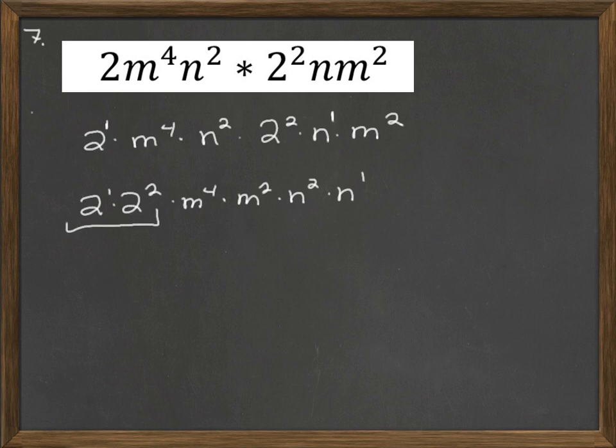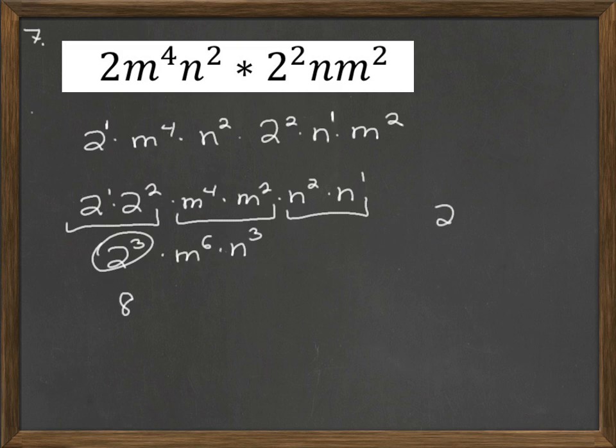So now let's go ahead and apply the product rule. 1 plus 2 is 3, so we have 2 to the 3rd power. 4 plus 2 is 6, so we have m to the 6th power. 2 plus 1 is 3, so we have n to the 3rd power. Last but not least, we have to evaluate 2 to the 3rd. Well, 2 to the 3rd power is 2 times 2 times 2.